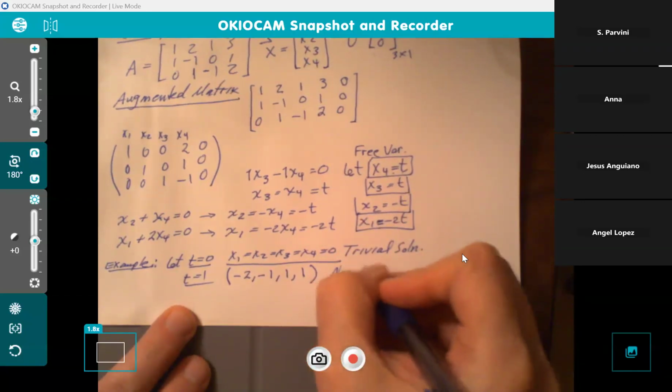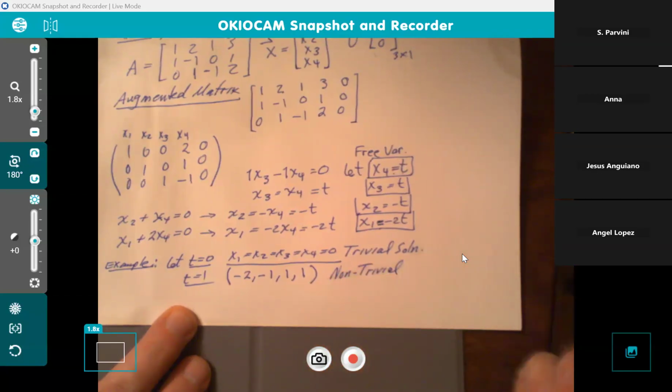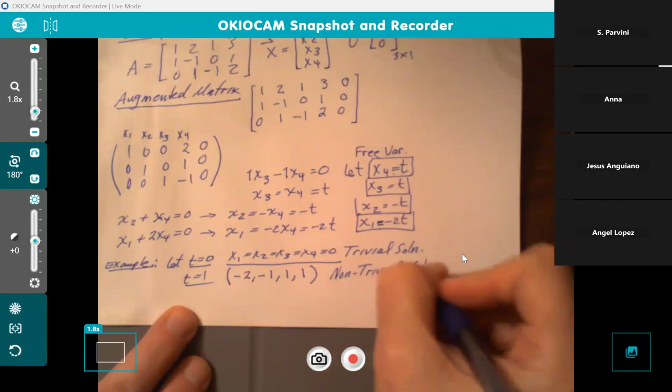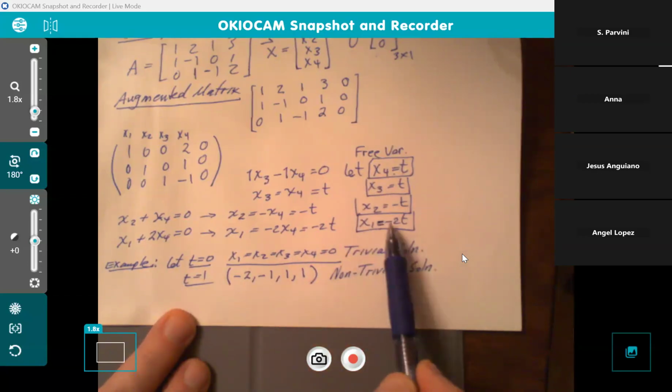And we are always interested in the non-trivial. Who cares? If 0, 0, 0 always works, then what's the big deal of that, right? We want non-trivial. And there's going to be infinitely many of those. If you want, let t be 5. So we get whatever this is, and that's another solution.